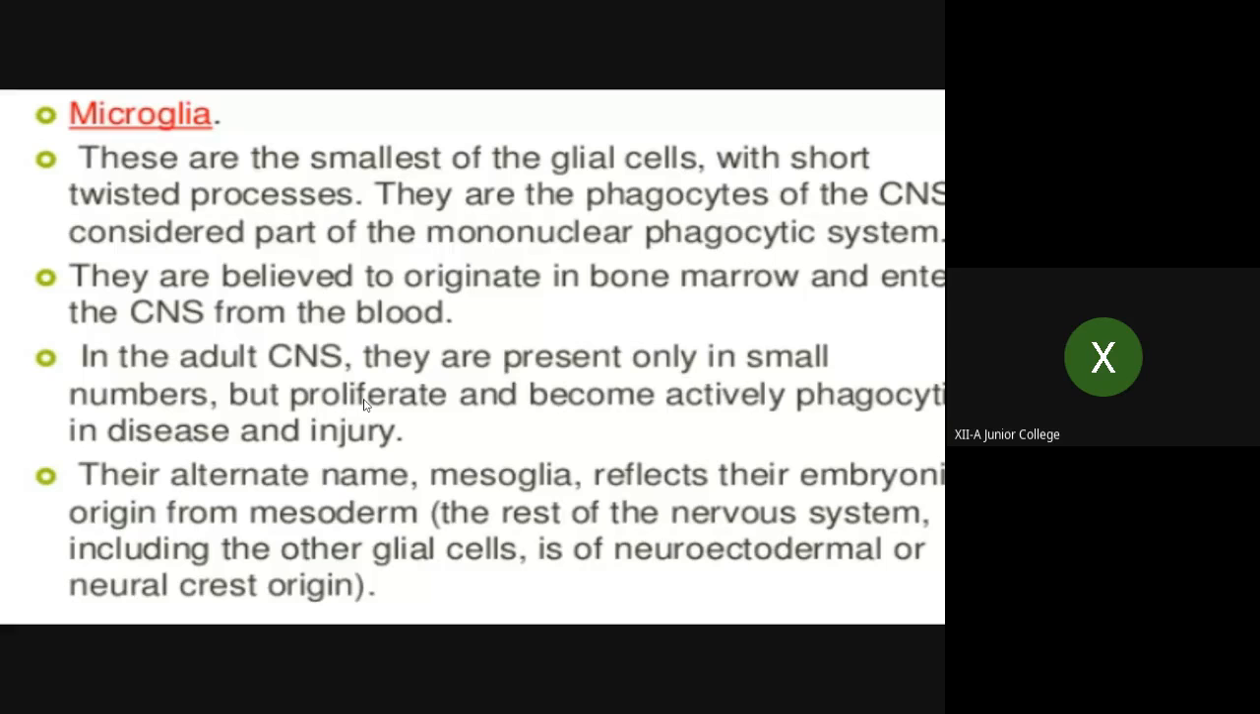Because whatever foreign material comes in by the injury, there are more chances of entry of some microorganism or any disease-causing organism, or through injury any foreign particles or microbes enter. At that time the system gets protected with the help of these microglia. Their alternate name, mesoglia, reflects their embryonic origin from mesoderm. So why are they called mesoglia? Because their origin is from mesoderm, and the rest of the nervous system, including the other glial cells, is of neuroectodermal or neural crest origin. Just remember.